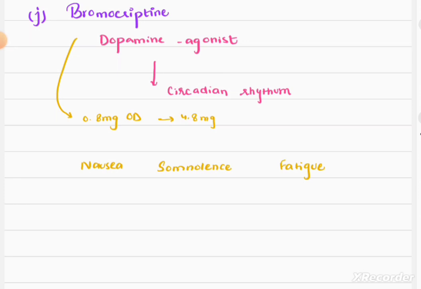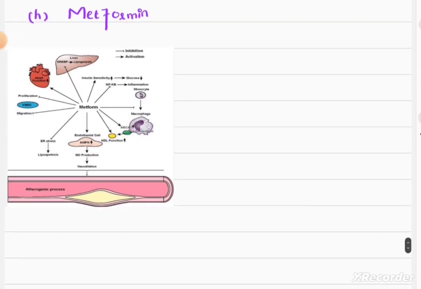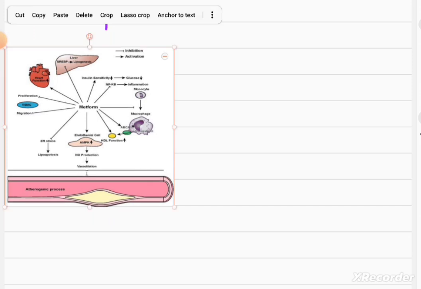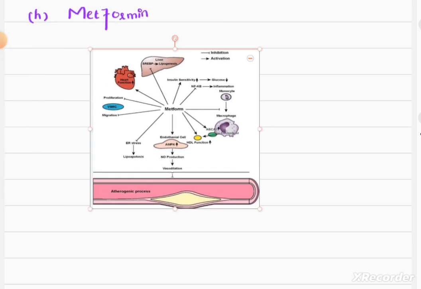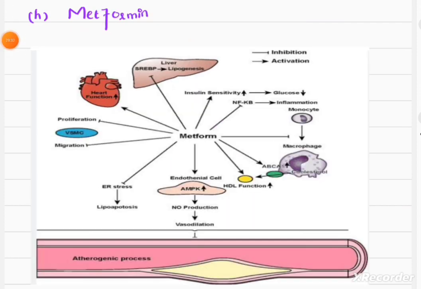So the last drug is the first line drug, and I've saved it for last because it's the best drug. This is the drug that is used as a first line drug in the treatment of diabetes mellitus type 2. We can see that metformin has a number of actions.